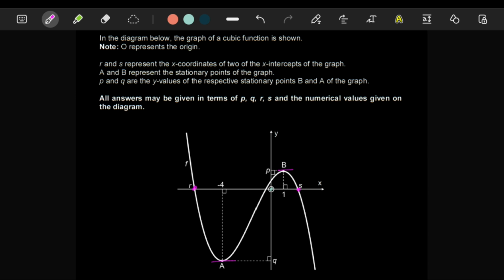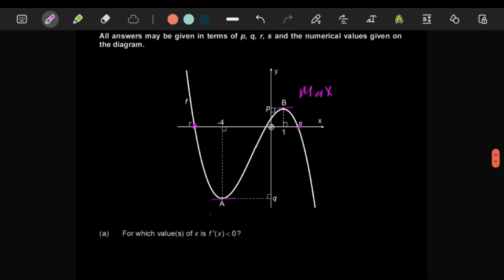And then it says here P and Q. Where are P and Q? P and Q are the y values of the respective stationary points. You see, P represents the y value of the maximum turning point. Let's call it max. And then Q here represents the minimum turning point. Let's call it min.